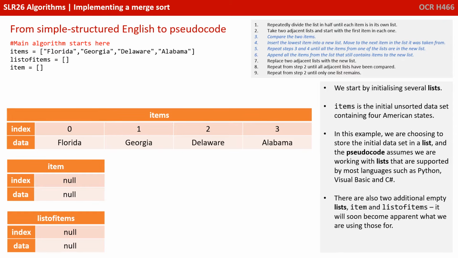So we start by initializing several lists. Items is the initial unsorted data set, which in this case contains 4 American states. In this example, we're choosing to store the initial data set in a list, and the pseudocode assumes we're working with lists that are supported by most programming languages, such as Python, VB and C#. There are also 2 additional empty lists, item and list of items. It will soon become apparent what we're using those for.